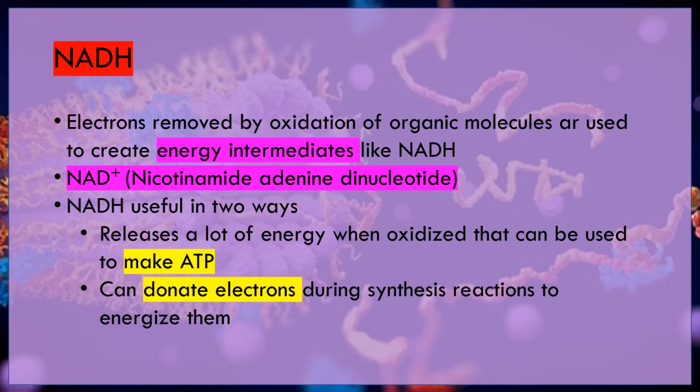Electrons removed by oxidation of organic molecules are used to create energy intermediates like NADH. NAD plus, okay, what we have here is NADH, useful in two ways. They release a lot of energy when oxidized that can be used to make ATP, and they can donate electrons during synthesis reactions to energize them. Now, I understand that this sounds foreign. This is what we'll be discussing next week, but we have a slight introduction video so you can understand the processes coming.